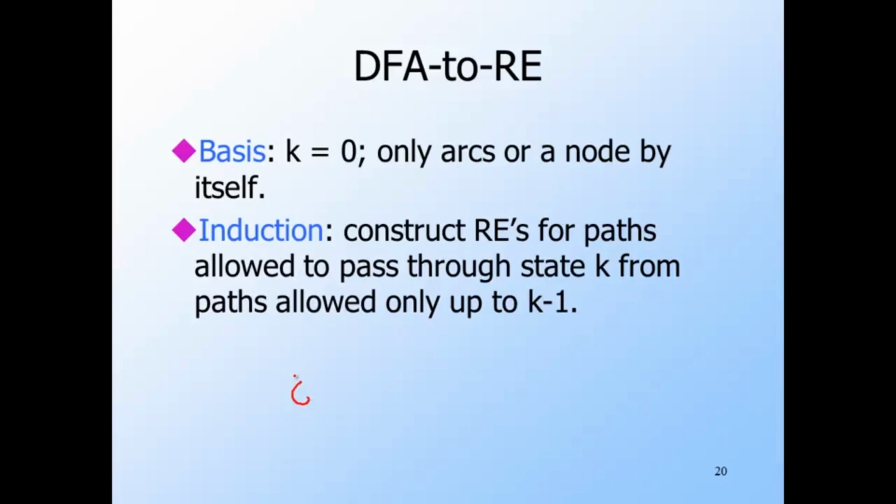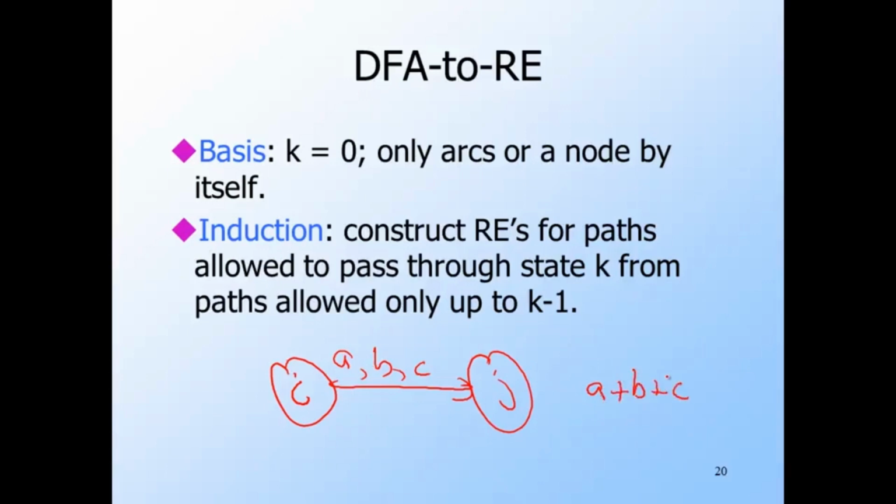So, for example, here's state i, here's state j, and suppose it has an arc labeled a, b, and c, then its regular expression is a plus b plus c. And if there's also a loop with labels d and e on the state i, then the regular expression for the paths from i to i would be d plus e plus epsilon.